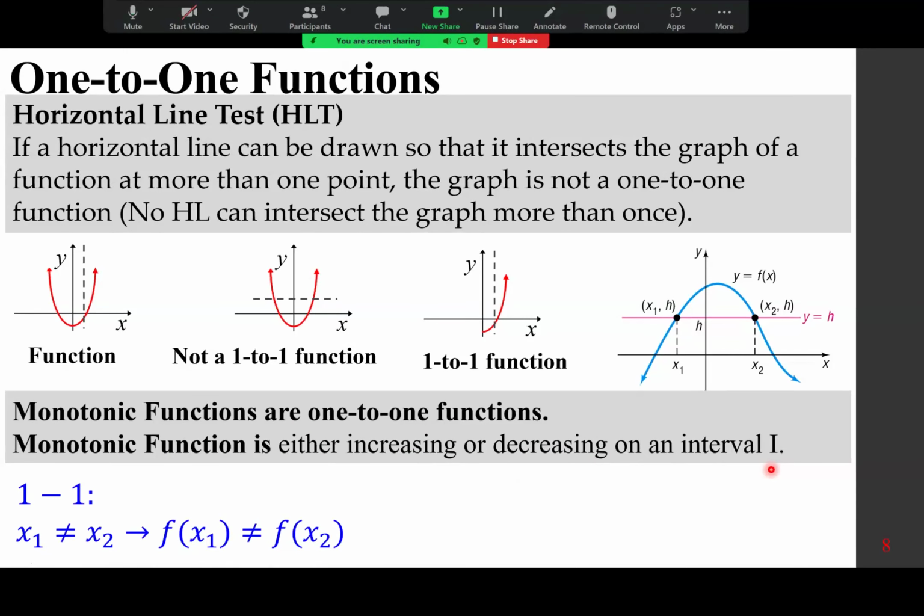So if we have a one-to-one function, when x sub 1 is not equal to x sub 2, f of x sub 1 can't be equal to f of x sub 2. Not one-to-one: if f of x sub 1 equals f of x sub 2, then x sub 1 is not equal to x sub 2. This is another way of looking at it. Both of them result in the same concept.